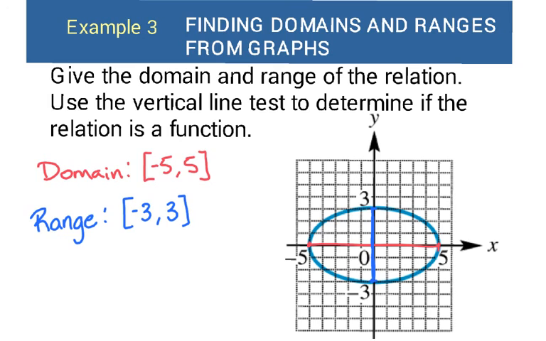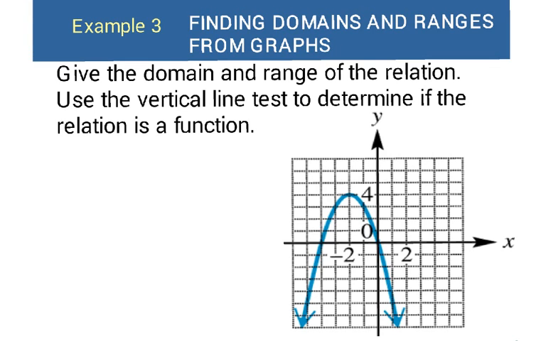Now, if we were to plot a vertical line at any point in this relation here, it would cross this relation's graph twice in many cases. So what this tells us, it does not pass the vertical line test, and it is not a function. Okay, there we go.